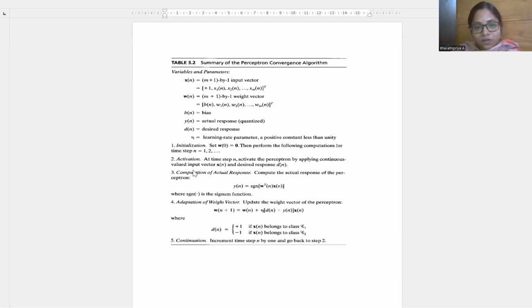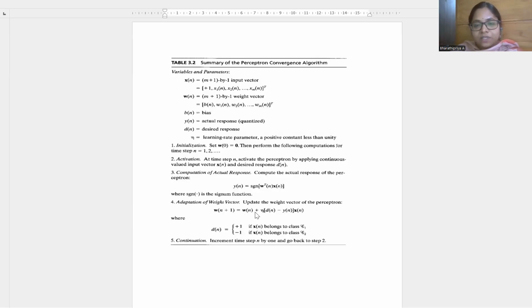After the activation of the neuron, the computation of the actual response can be performed using this formula. y of n is the actual response, which is given by the sign function of w transpose of n times x of n, where the actual response mainly depends on the weight and the input vector. After computation of the actual response, we go for the adaptation of the weight vector. We update the weight vector of the perceptron using this formula: w of n plus 1 is equal to w of n plus the learning rate parameter times d of n minus y of n, times x of n.